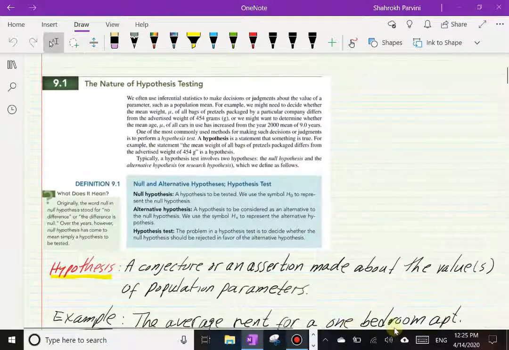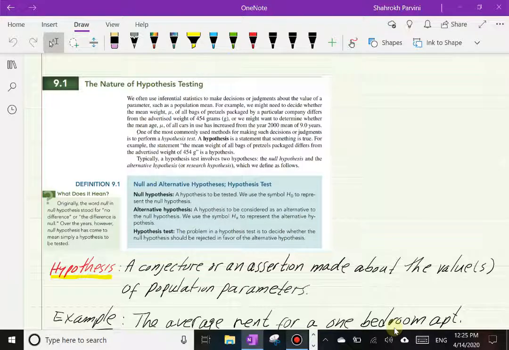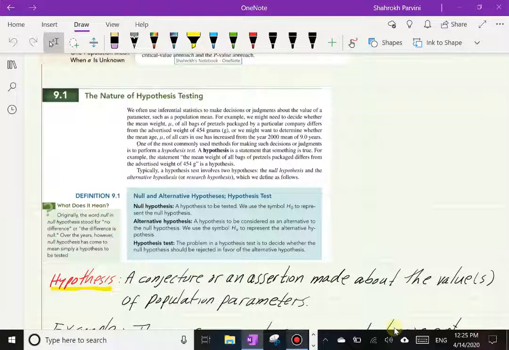So let me also arrange my notes as I go through. Okay, so what I have is a definition of a hypothesis. And of course you can see the author has his own definition of a hypothesis, right up here. Now, a hypothesis is simply a statement of belief. It is a statement we make, a conjecture or an assertion that you make about the values of the unknowns of the population, namely the parameters of the population.